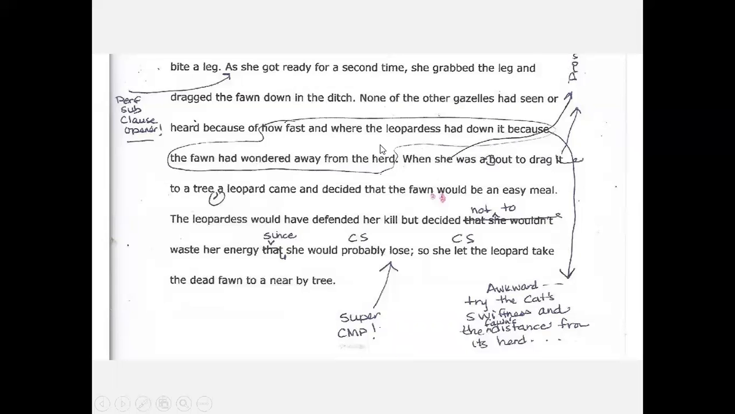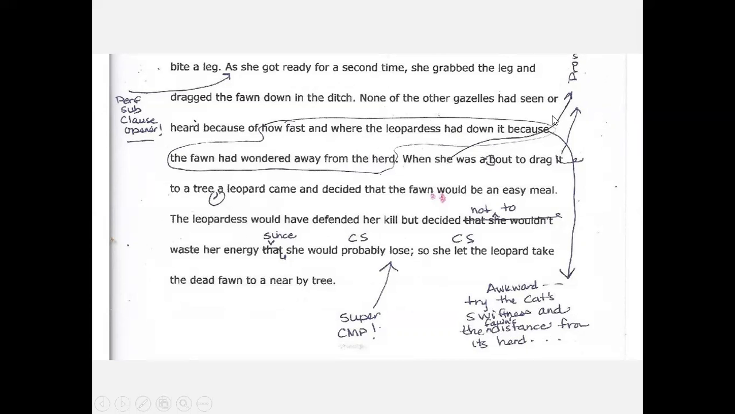It says how fast and where the leopardess had downed it because the fawn had wandered away from the herd. Wandered is the wrong one. I already mentioned that, but this is awkward. Try the cat's swiftness and the fawn's distance from its herd. So it could say none of the other gazelles had seen or heard because of the cat's swiftness and the fawn's distance from its herd, as opposed to this kind of clunky phrase right there.